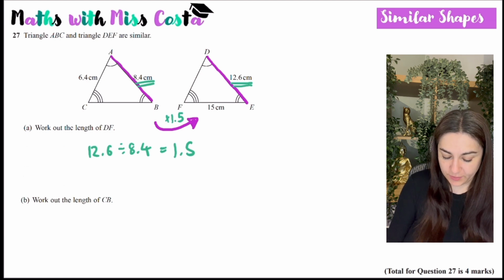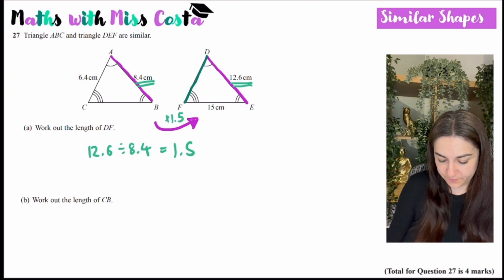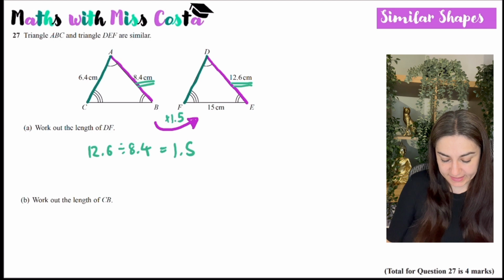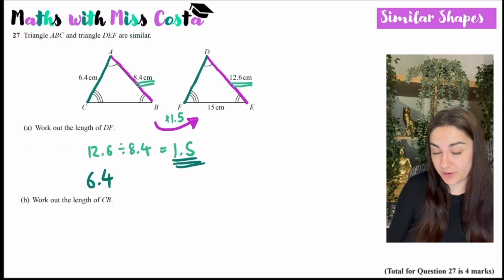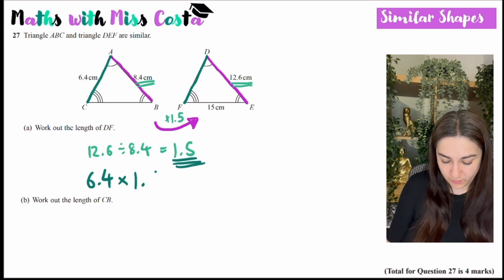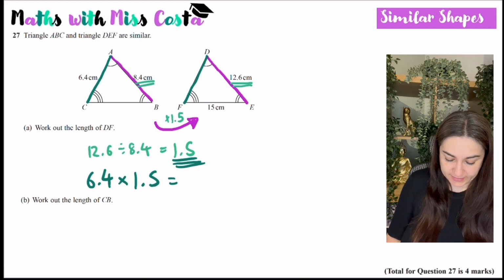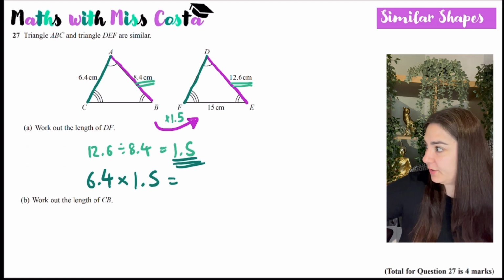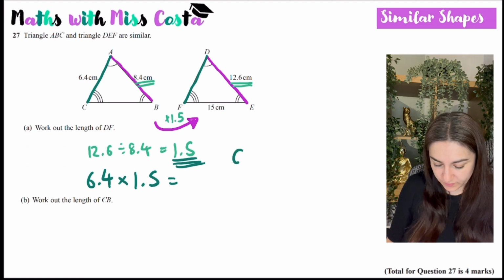So I need to work out the length of DF. Where's DF? Over here. So I know the corresponding side over here is 6.4. I've worked out that the scale factor is 1.5. So I'm going from the smaller triangle to the bigger triangle, so I'm going to times by 1.5. And 6.4 times 1.5 gives me 9.6. So it's going to be 9.6 centimeters.